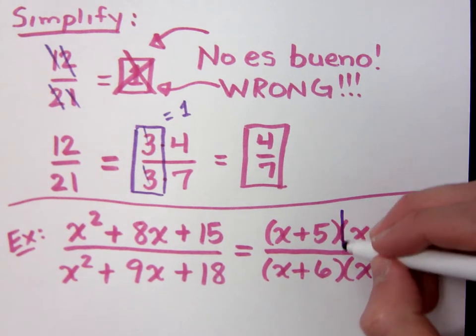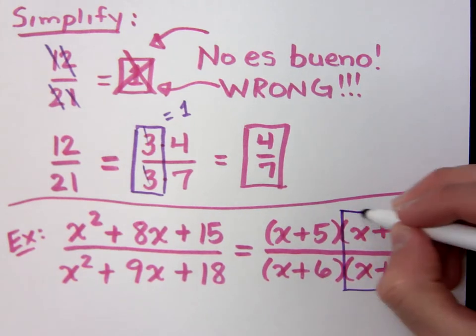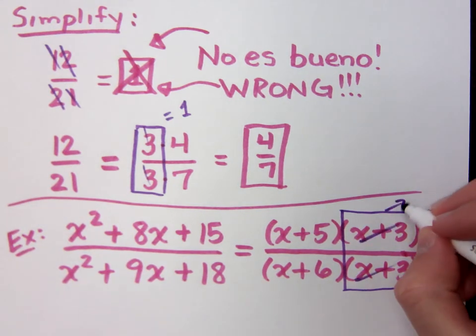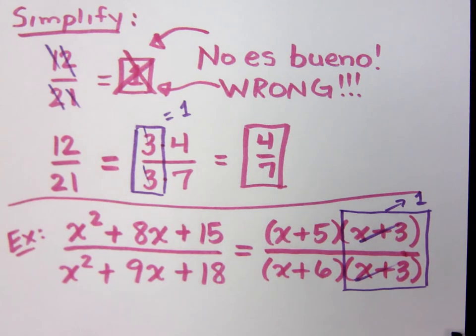Now, there's a connection between this problem and the one we just did. Because if you look here, what would you like to say about x plus 3 over x plus 3? This divided by itself should reduce away, and that equals a factor of 1, right? Yep. Well, there's a little bit of a catch to that, and we're going to talk about that in just a second. So that means my answer is just x plus 5 over x plus 6.